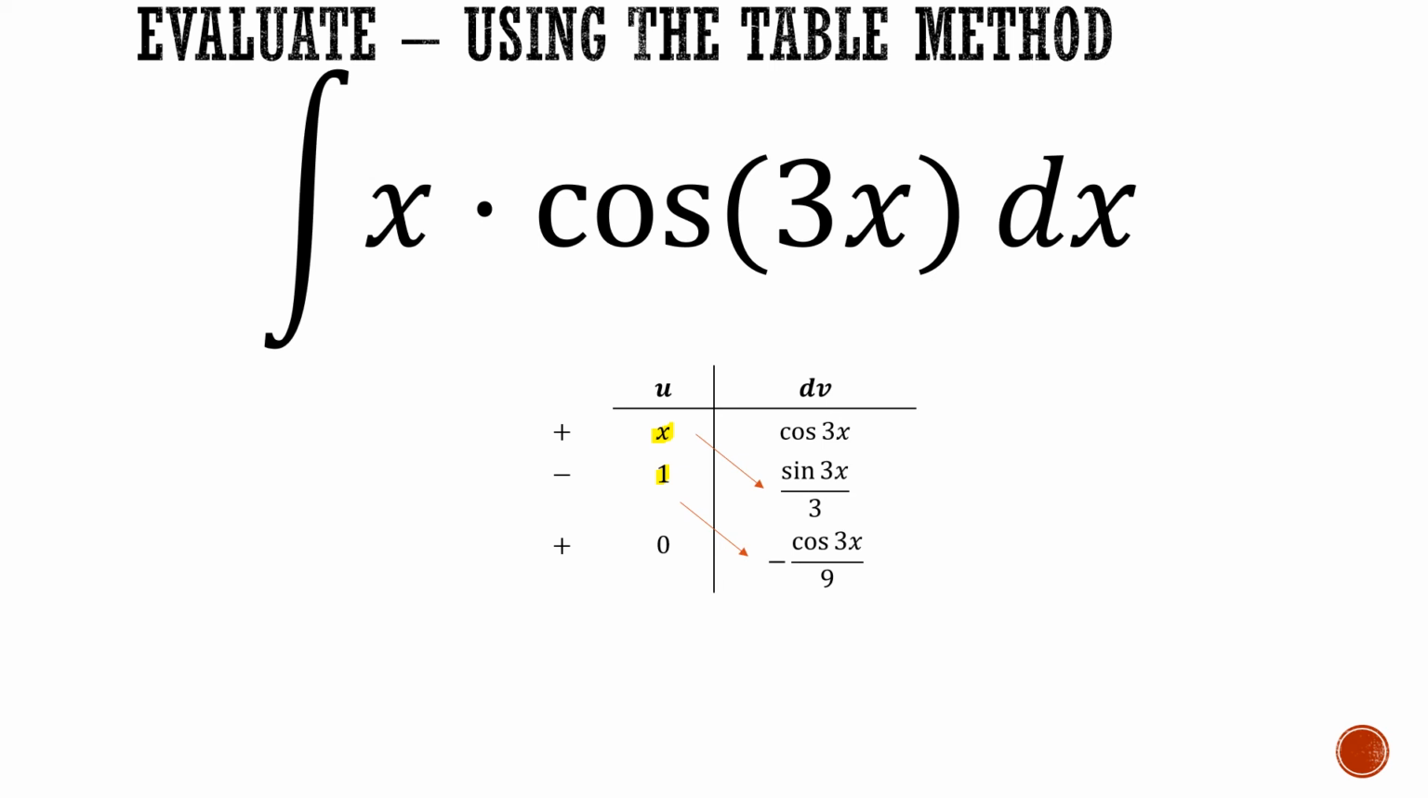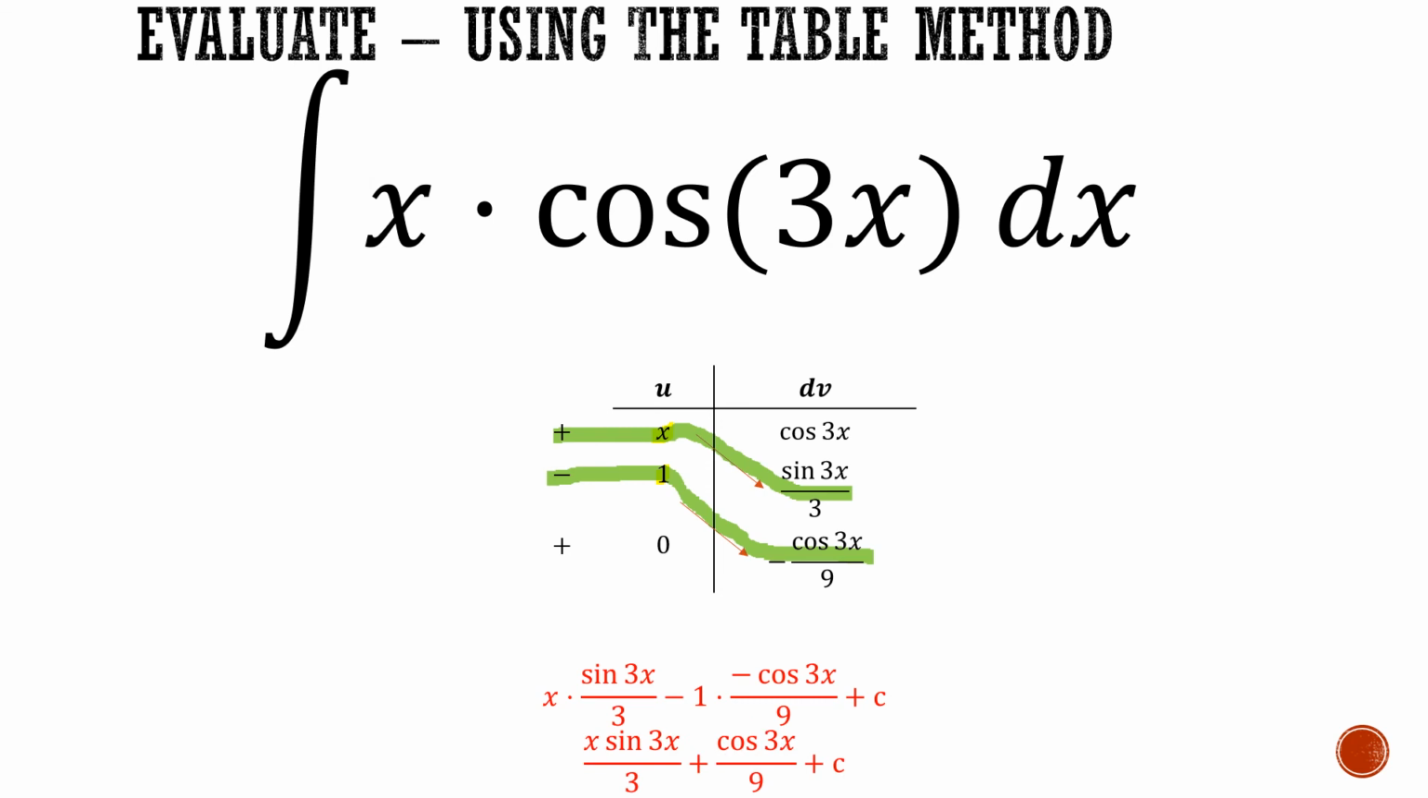Once you do that, you're going to get your final answer by multiplying across. So you're going to have a positive x times sine 3x over 3, and then a negative 1 times negative cosine 3x over 9. So that's a positive x times sine 3x over 3 minus 1 times negative cosine 3x over 9 plus c, and of course you would simplify that to make it look a little nicer. So you would simplify that down to x sine 3x over 3 plus cosine 3x over 9 plus c.